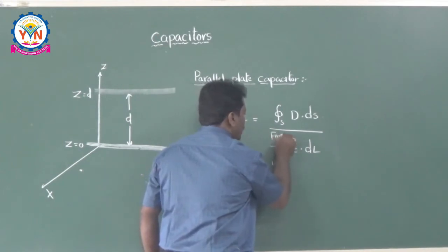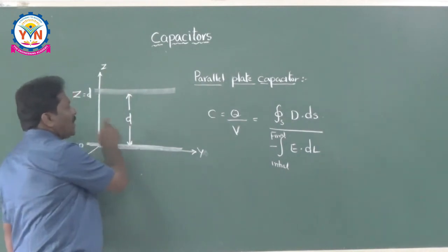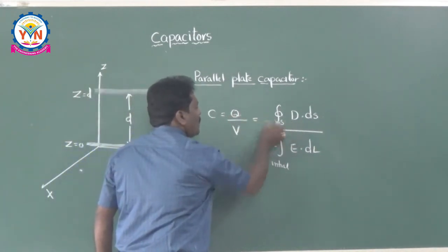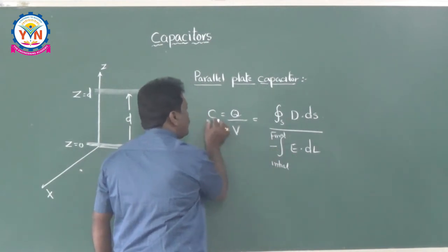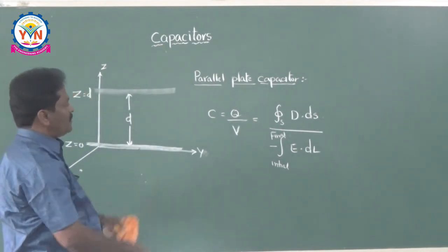Initial value to final value, this is. So that is the reason now, if you know Gauss law here, if you know the potential definition from electrostatics, happily you can calculate your capacitance here.